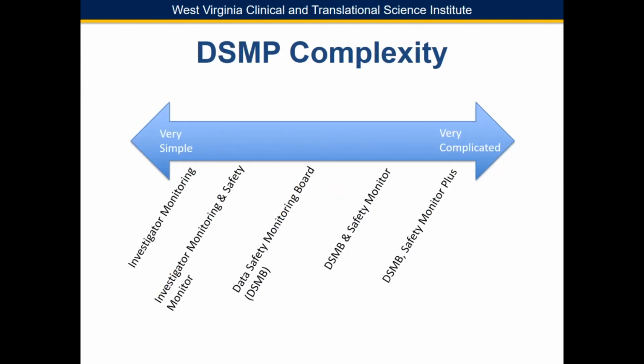So we determined maybe that we need a DSMP. Now we need to decide how complicated, what's the complexity of our DSMP? Is it very simple, where I'm going to start on the left-hand side, where the investigator is monitoring it? Or is the investigator monitoring and we also have a safety monitor as well? Or do we need a data safety monitoring board?